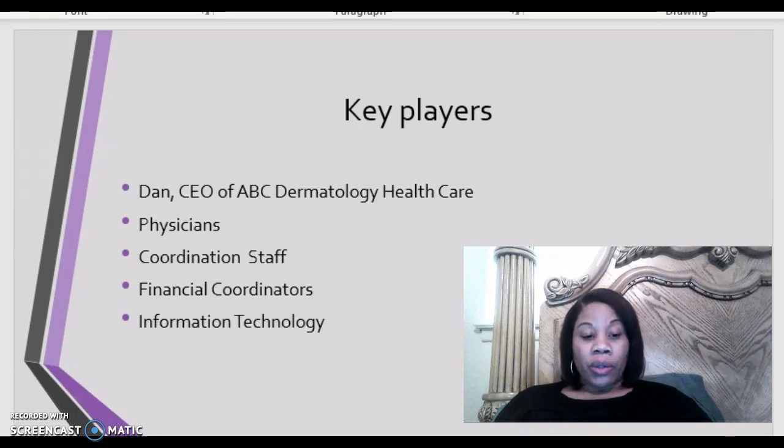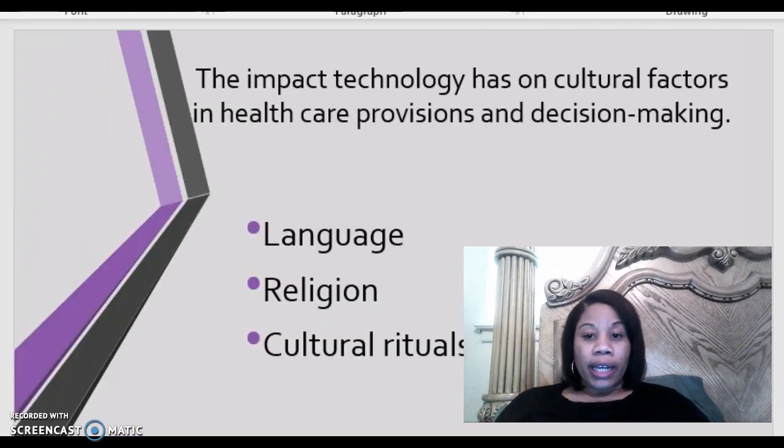And then we have the financial coordinators that will be included in the software choosing, and they will be doing the billing and involved in the revenue cycle process. Finally, the information technologists must ensure that the practice is prepared for the new system and be on standby to ensure that the implementation process goes well.